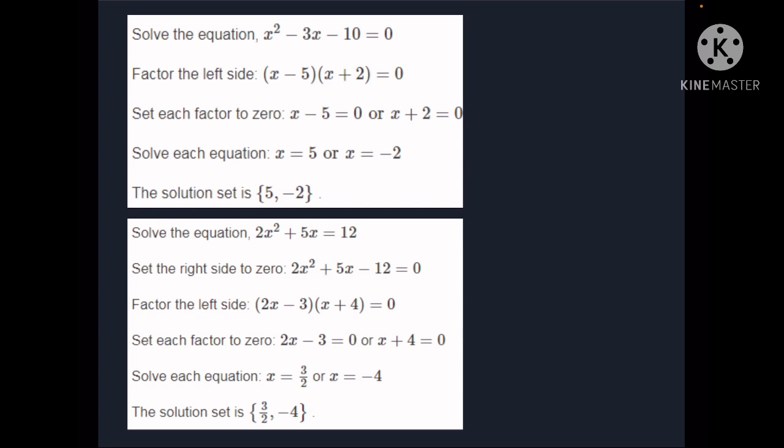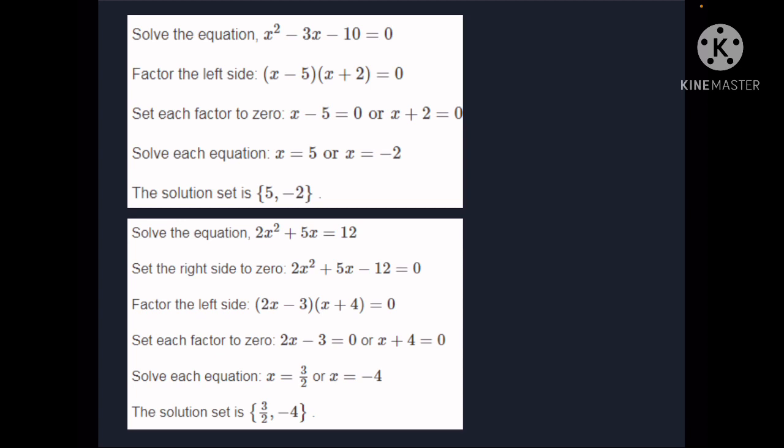Here in this equation we have x to the power of 2 minus 3x minus 10 equals 0. The left side, which is x to the power of 2 minus 3x minus 10, I will factor, giving me x minus 5 and x plus 2. Then I will set each factor to 0, so it will be x minus 5 equals 0 and x plus 2 equals 0.